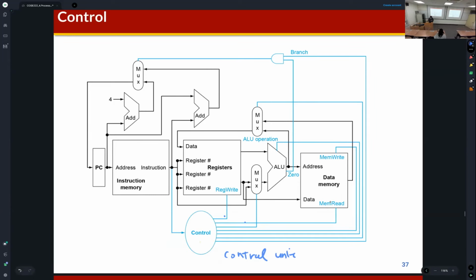As you can see, only the instructions are connected to the control unit. Which means that the input of this control unit is the instruction, and the output signals are control signals.